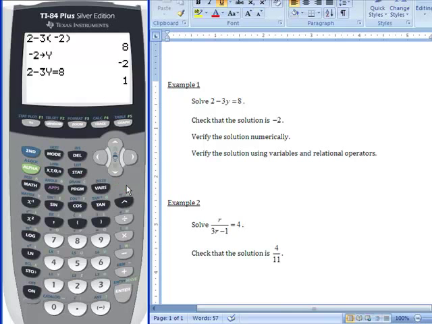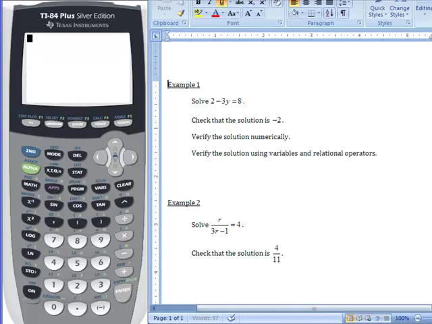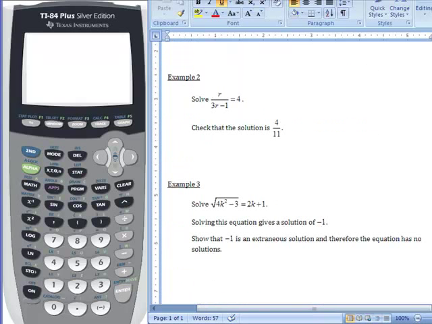Alright, I'm going to clear the calculator screen out, and we'll scroll here a little bit and get example 2 up into our window a little better. In example 2, we have a rational equation, r divided by 3r minus 1 equal to 4. And we're asked to check that the solution is 4/11ths. Alright, so using the method that we just did before, and specifically using the idea of relational operators, I'm going to take 4 divided by 11, which is 4/11ths. I'm going to store that, in this case, into our variable r.